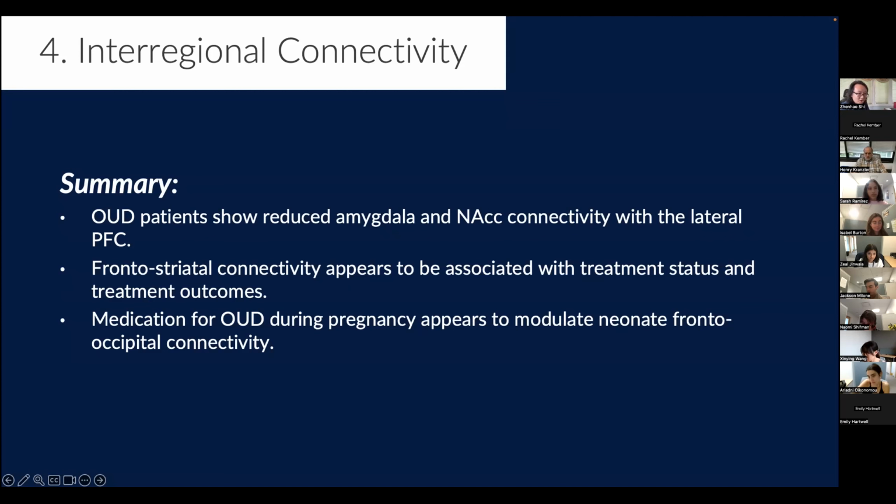But it's hard to prove that kind of leap. But one would imagine that if you have a lower connectivity, that means you have poor top-down control of your impulses or your emotional responses. You have poor self-regulation, or self-monitoring, or inhibitory control over those impulses.